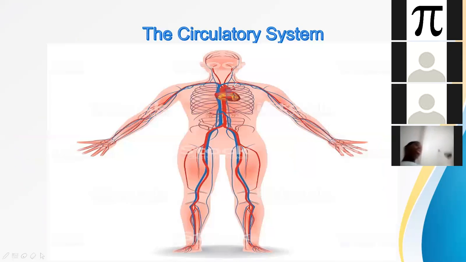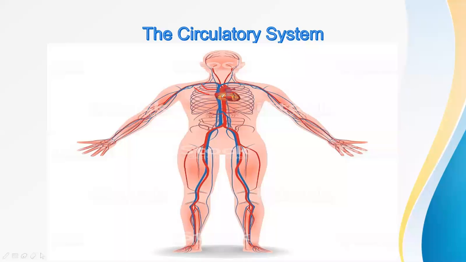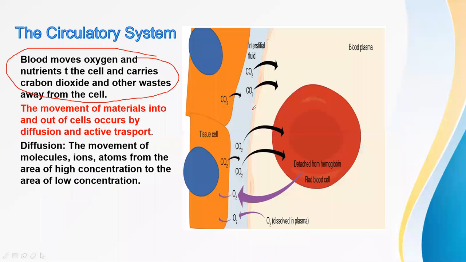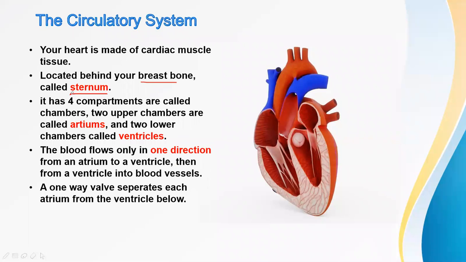In this picture, you are seeing there is a bone in your chest wall. These bones we call breast bones, or there is another word we call sternum. Here you can see on the screen the word is sternum. So your heart is located behind your breastbone, which is called the sternum.